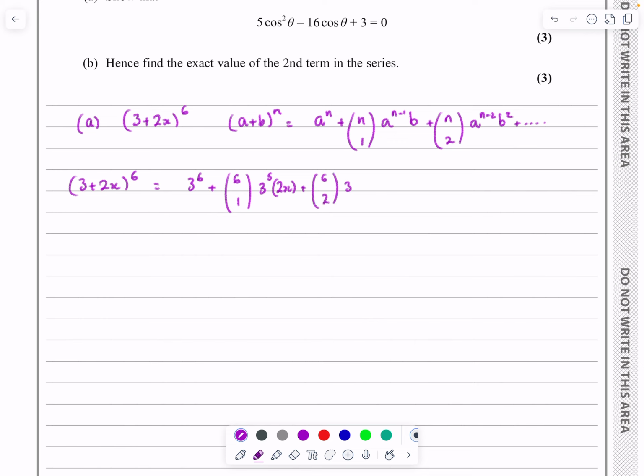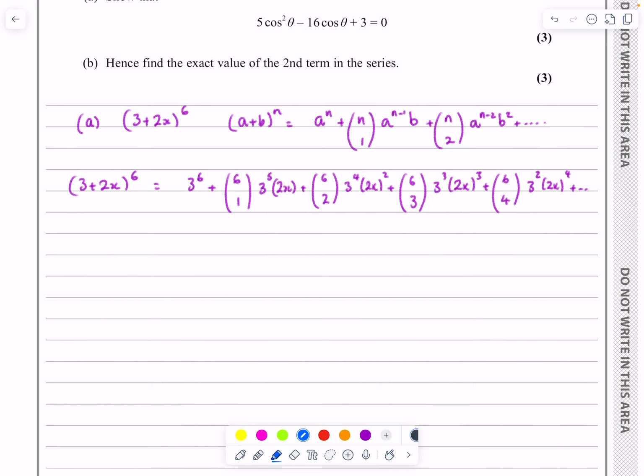It's going to be 6C2, 3^4, and a (2x)^2, it's going to be 6C3, 3^3, (2x)^3, and it's going to be 6C4, 3^2, (2x) to the power of 4. That's as far as I need to go.